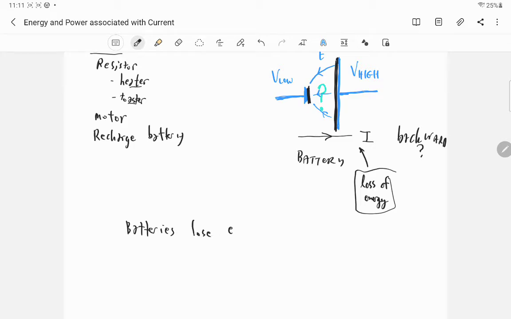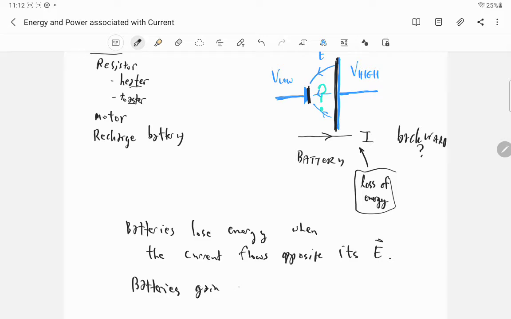Batteries lose energy when the current flows opposite to its electric field, right? Which is what I'm drawing up here. But batteries gain energy when the current flows in the same direction as its electric field. This is what's meant by being able to recharge a battery.